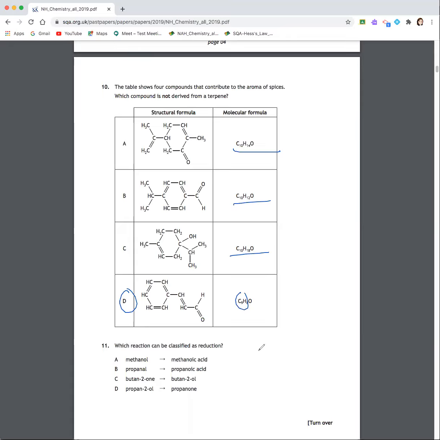Okay. And then question 11, which reaction can be classified as reduction? So reduction is the opposite of oxidation. These are all carbon-based organic compounds which you look at the oxidation of. The reduction is just going backwards. So going from an alcohol to a carboxylic acid would be oxidation. Going from an aldehyde, they all end in -al, to a carboxylic acid would also be oxidation. Going from a ketone to an alcohol, that's actually reduction because you're going backwards, because all the oxidations tend to start from alcohols. And then propan-2-ol to a ketone, propanone, would be oxidation as well. So that means C is our answer.